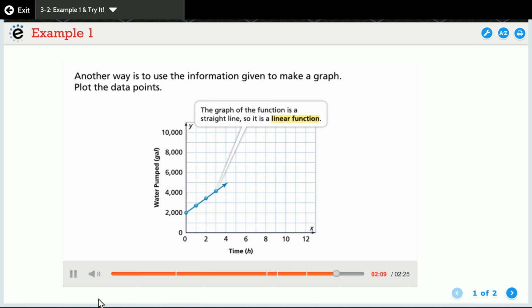The total water that needs to be pumped is 10,000 gallons. You could extend the line to find the value of x when y is 10,000. Now you know how to represent a linear function using a bar diagram, an equation, and a graph.